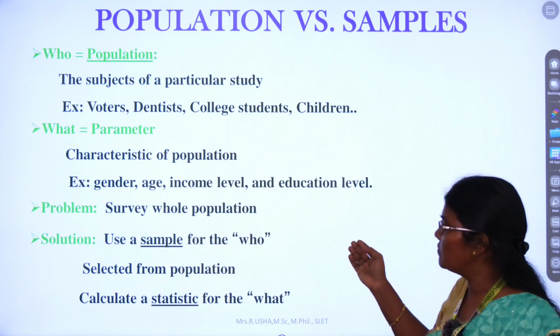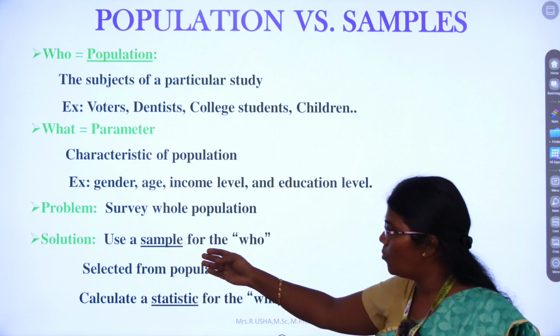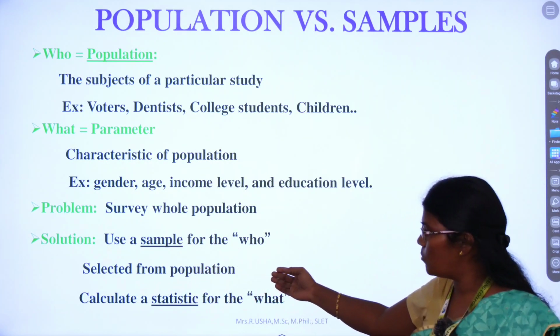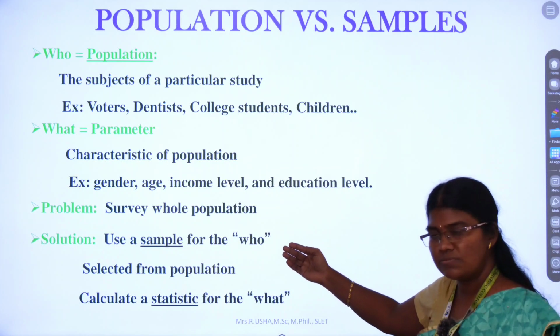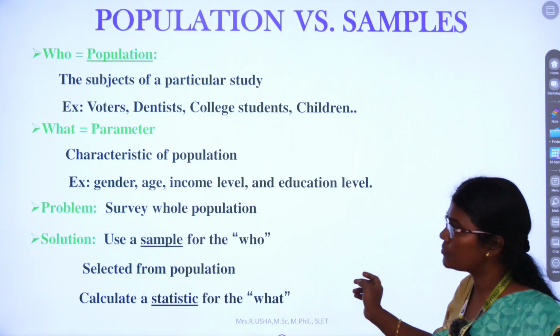So based on this we select a sample, that is, a survey of the whole population represents the problem. Next we find the solution to this problem, that is, use a sample for the study. From the population we select a sample and calculate a statistic from it.